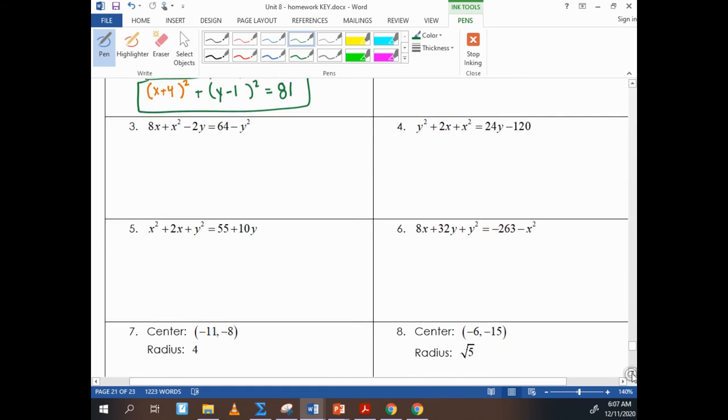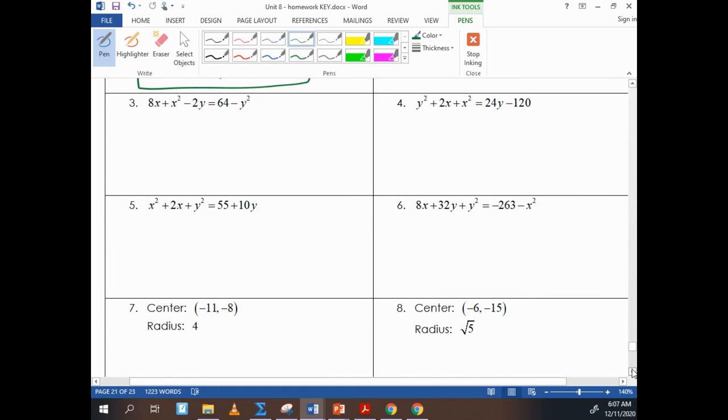I think 6 was the other one that we did in class. So let's look at this one. Question number 6. Do the exact same steps. We're going to get x over here on this side. So we're going to add that x squared and then just order them. So I'm going to put the x squared plus 8x space, and then I'm going to put my y squared plus 32y space equals -263 right there.